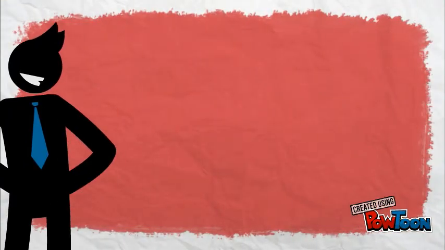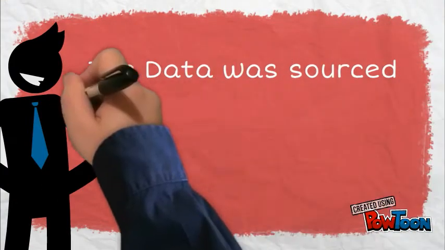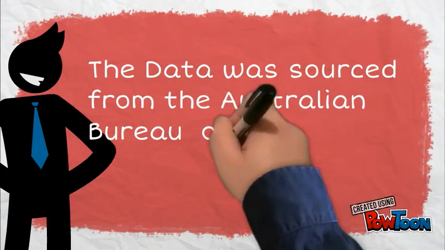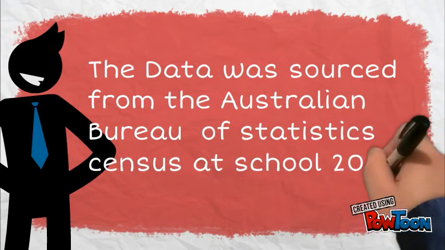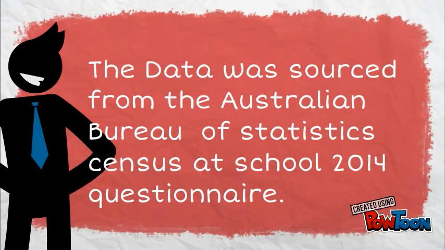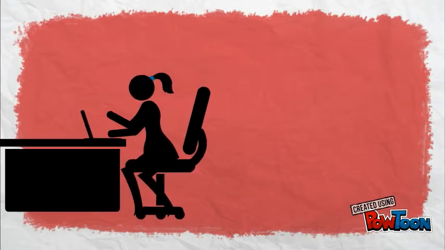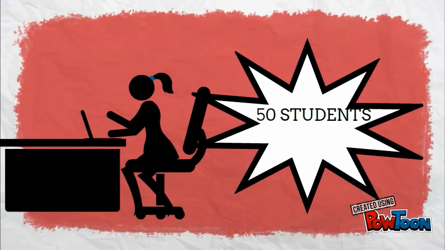The data was sourced from the Australian Bureau of Statistics Census at School 2014 questionnaire. On the random sampler, the data was sourced by asking questions back to a random sample of 50 Year 7 students in Australia, separating them by sex and asking them how many hours they sleep on average. To get a clear representation of the results, I decided to choose 50 random Year 7 students. I believe any fewer results would not represent the data accurately.